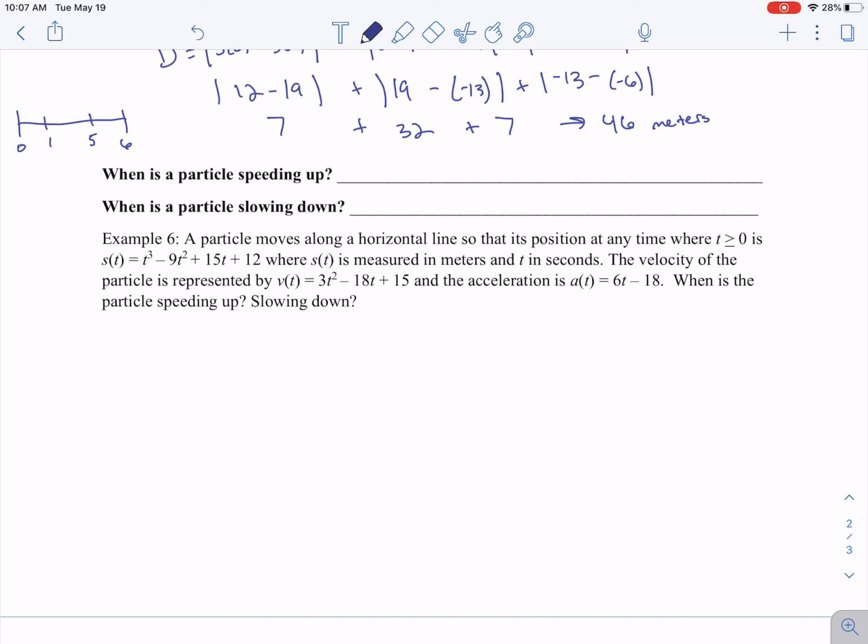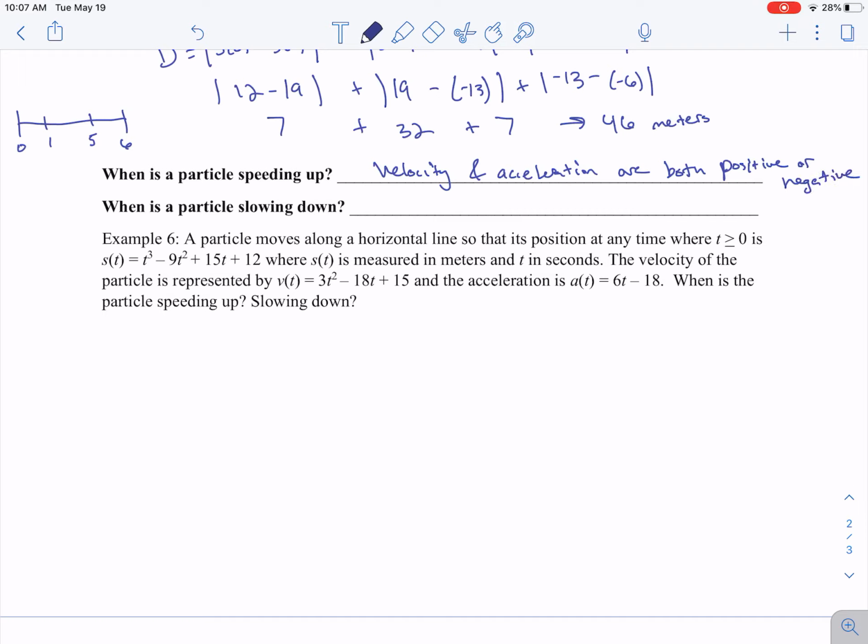Coming to the end here, when is a particle speeding up? People always misinterpret this speeding up as when velocity is positive. That's not the case. Something is speeding up when the velocity and acceleration, when they're both positive or negative.